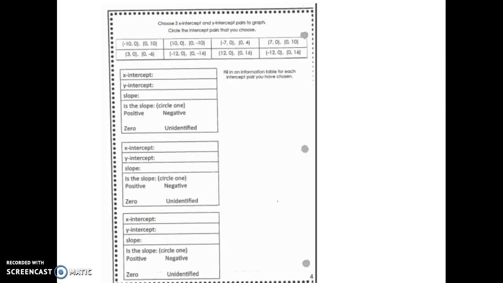The next page says choose 3 y-intercepts and 3 x-intercepts and y-intercept points to graph. Circle the intercept point pairs that you choose. Well, I went ahead and I chose this one here, and then this one here, and then this one here. You should probably pick some different ones. But using that first example, my x-intercept is actually at -10, 0. My y-intercept, and that's given to you, is 0, 10.